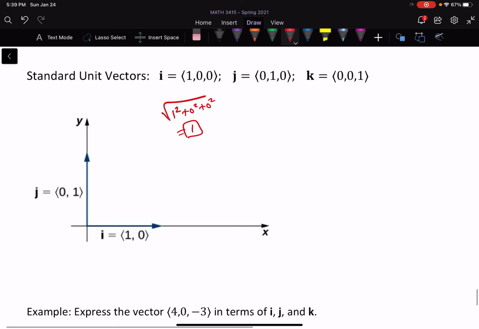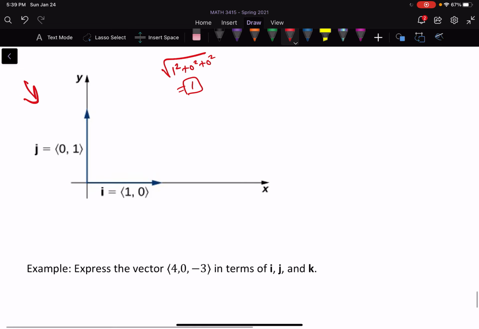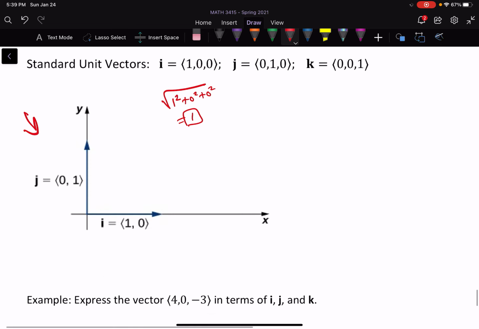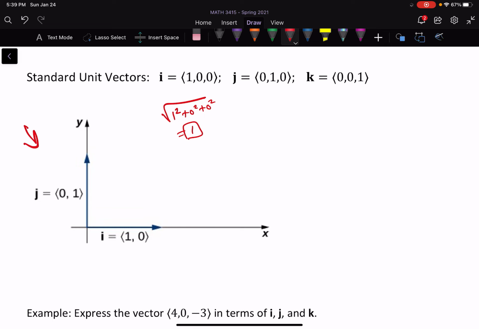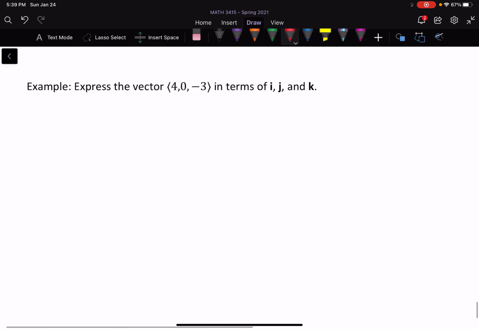In the plane, they would look like this. They're just like in 3-space, but they have just 2 components. And the idea is that, since they're so simple, it's really easy to write a vector as what's called a linear combination of i, j, and k. Okay, so let's express this vector with i, j, and k. And the way to do it is like this.